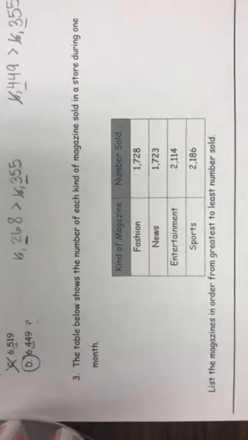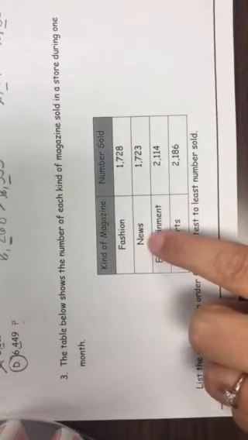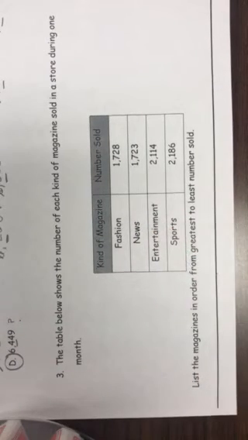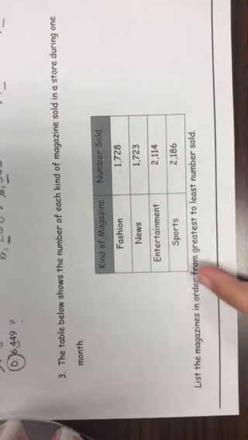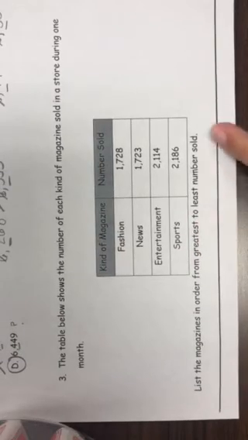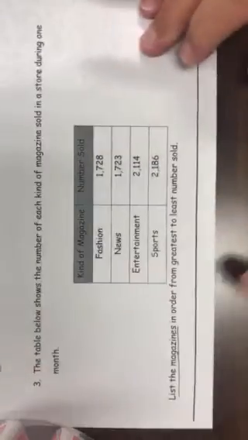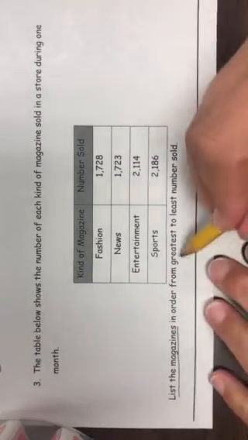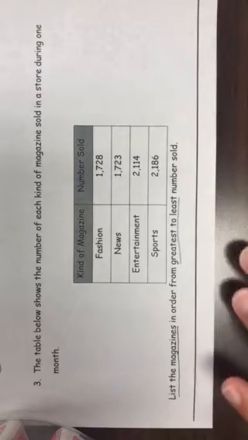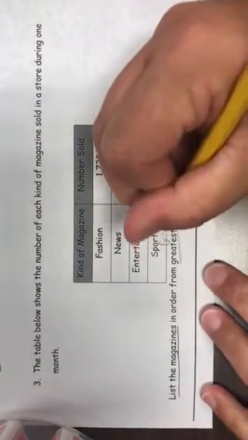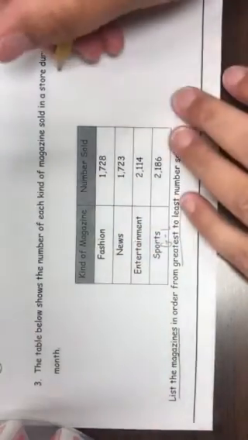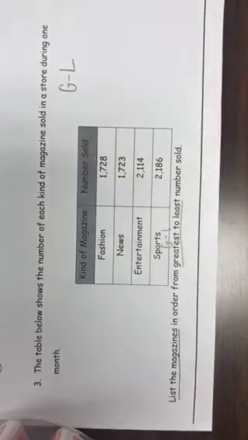Let's look at the last one, number 3. The table below shows the number of each kind of magazine sold in a store during 1 month. Fashion magazine, news magazine, entertainment, sports. List the magazines in order from greatest to least numbers sold. It wants us to list the magazine. Not the number sold, the magazine. This is important too, from greatest to least. So we're going G to the L. Greatest to least. G to the L.